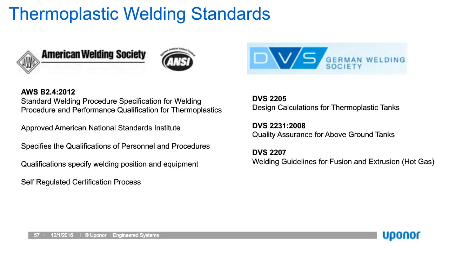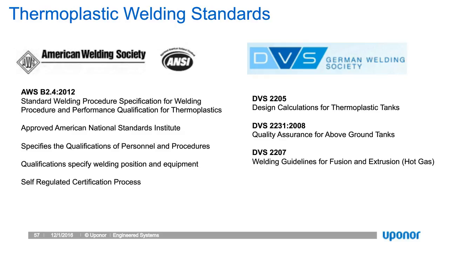But there's also AWS B2.4 2012, and Uponor falls under B2.4's guidelines as well. So there are those two standards in play throughout North America and the world, and it's important for any company that's manufacturing polyethylene systems to adhere to at least one, if not both of those standards.